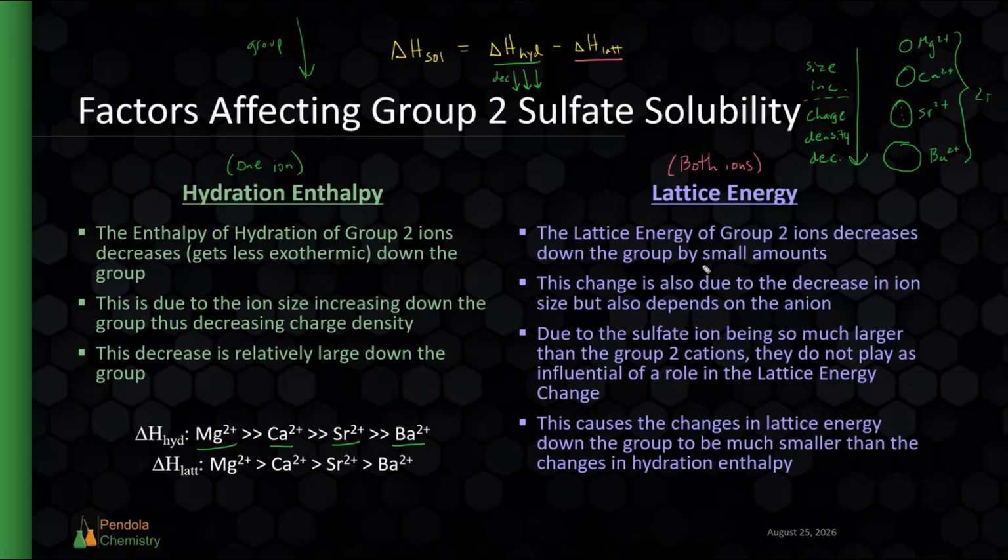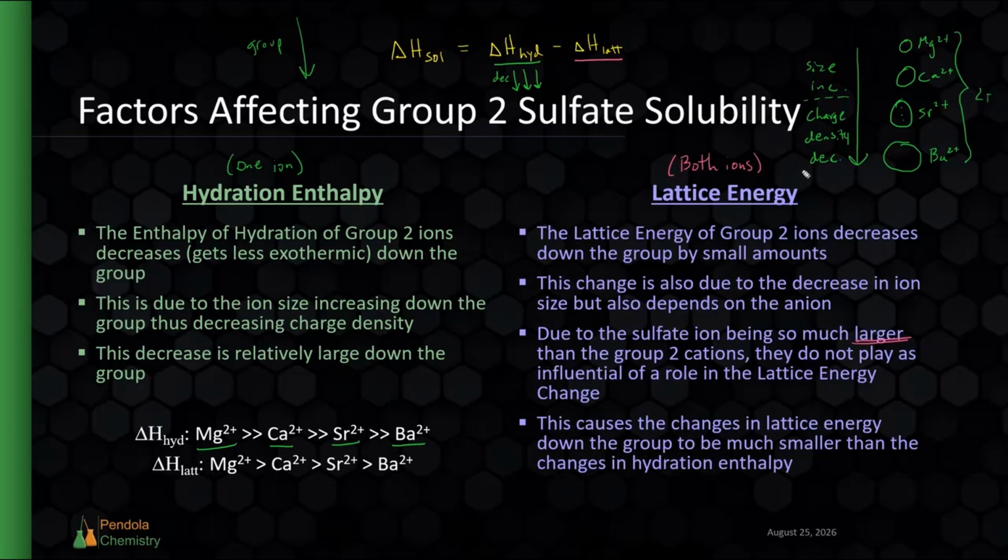So it does decrease. The lattice energy does decrease for the exact same reason that the hydration enthalpy decreases. However, because we're looking at group 2 sulfates, the change is going to be a lot milder. The reason being that sulfate is still there, and for every single one of these group 2 sulfates, the sulfate ion is still the same in all of them. Because the sulfate ion is so large, it's going to dampen the effect of the cation. Essentially, the sulfate ion has a much larger influence on the lattice energy than the group 2 ions do.